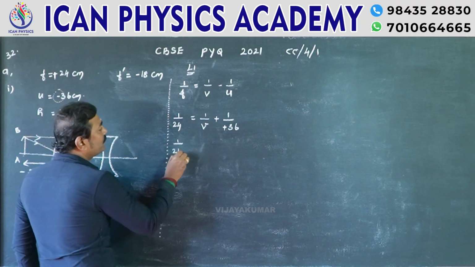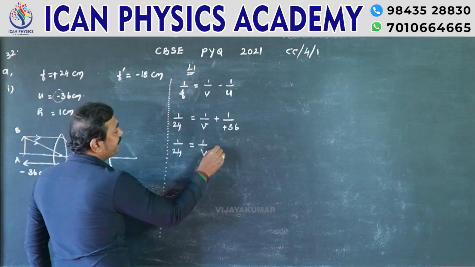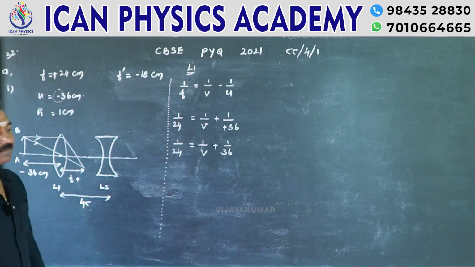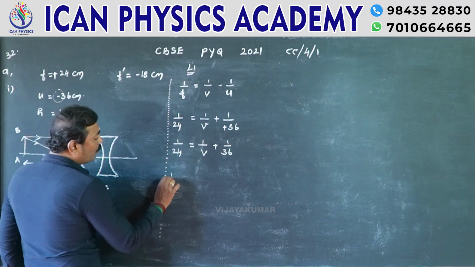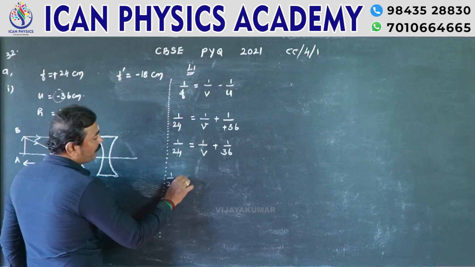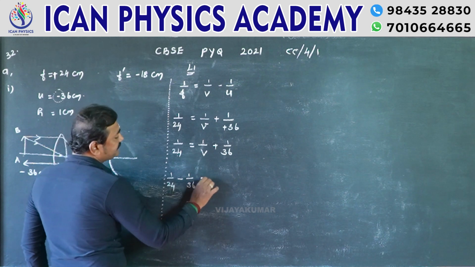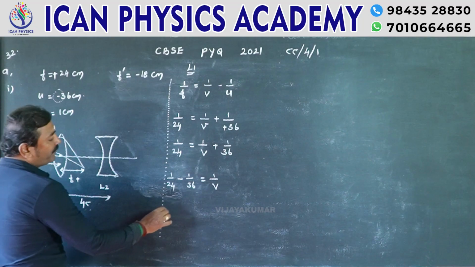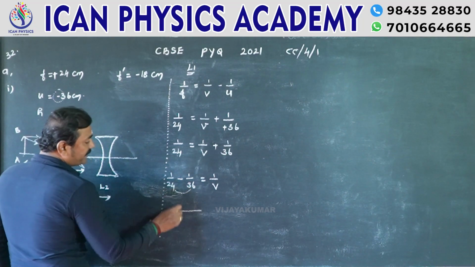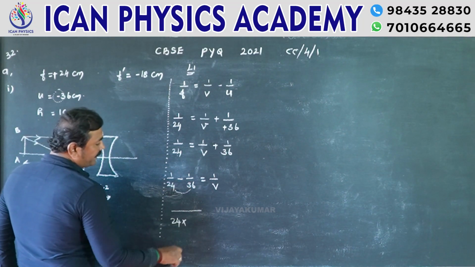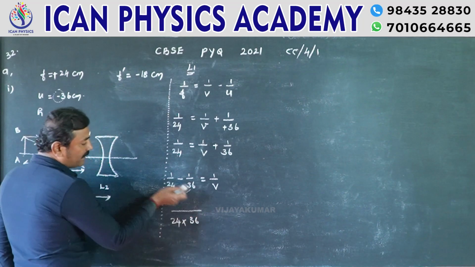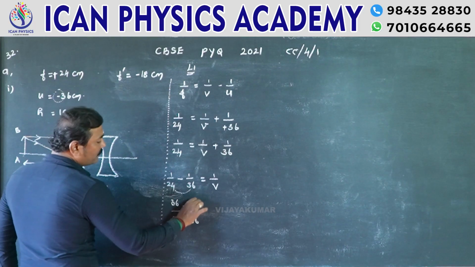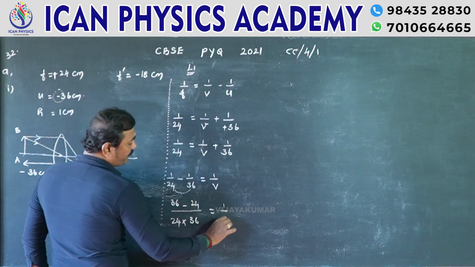So 1 by 24 equals 1 by v plus 1 by 36. The plus 36 comes to this side as minus 36. So 1 by 24 minus 1 by 36 equals 1 by v. Now we can go for LCM, so denominator into denominator, 24 into 36. Now cross multiply: 1 into 36, 36, minus 1 into 24, 24, equals 1 by v.